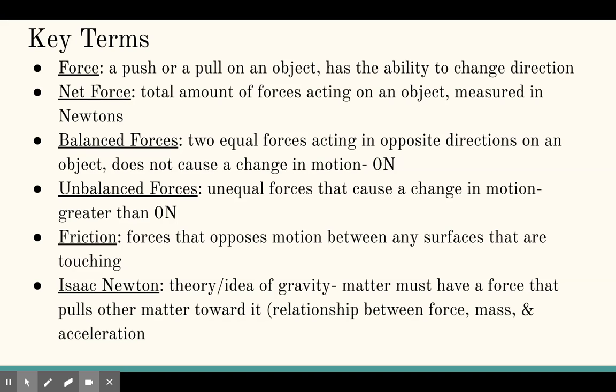Isaac Newton, he has the theory or the idea of gravity, and he talked about how matter must have a force that pulls other matter toward it, and he talked about the relationship between force, mass, and acceleration, which is really focusing on his second law of motion.